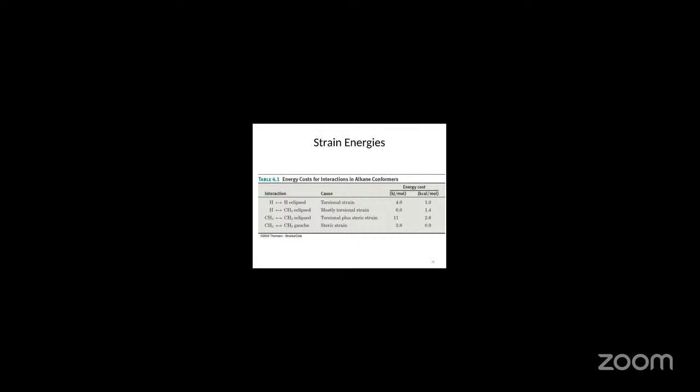eclipse. So in eclipse, when you talk about methyl coming together, we are having both torsional strain and steric strain. Steric because they are repelling, torsional because they are eclipsed together, and that is going to cause another strain, which is called torsional strain. So a compound can have both torsional and steric strain at the same time.